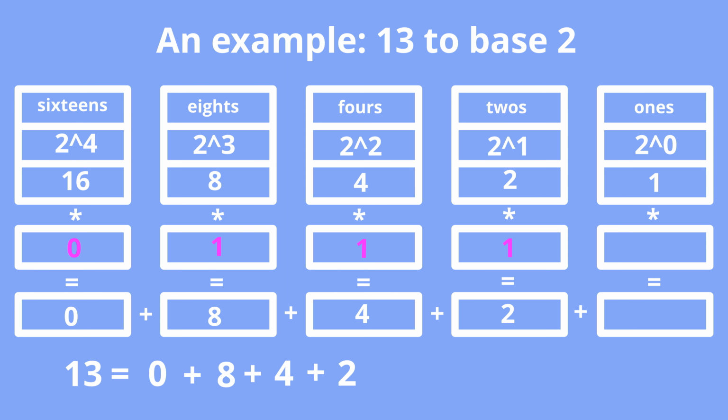Let's try to put digit 1 in the 2nd position. 0 plus 8 plus 4 plus 2 equals 14, which is greater than 13, so we can put only 0 in the 2nd position. Let's put digit 1 in the 1st position. 0 plus 8 plus 4 plus 0 plus 1 equals 13. We obtain the required result.